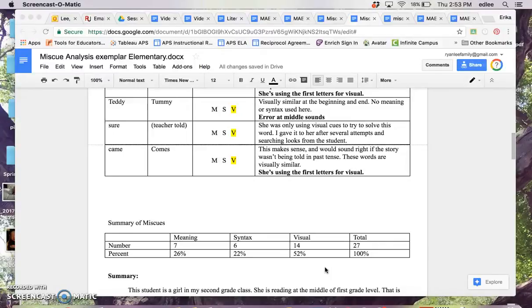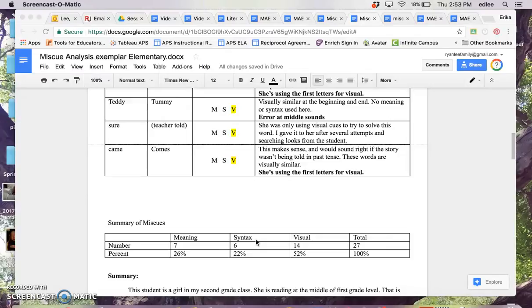Usually, when you look at this table and you've synthesized everything, you really want to target instruction in the cueing systems that the student is not using as much. However, it's not always that simple. You can see here that this student has used the visual cueing system most, which would make us think we want to target meaning and syntax the most.